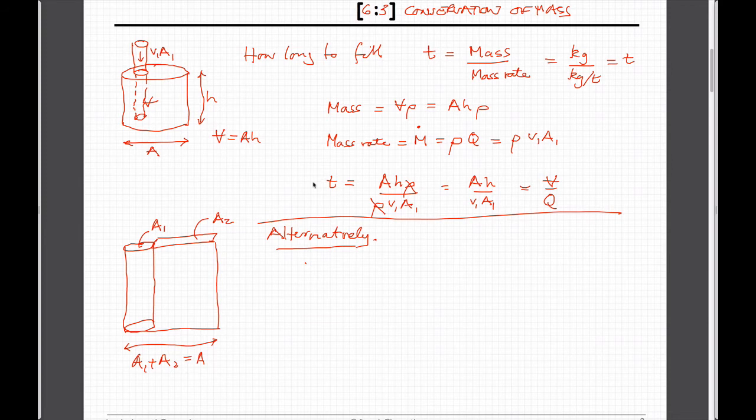And so now if we do the same calculation, the time to fill it is equal to mass over mass rate, which is exactly the same as we've just written up here. No different than that. Then we can look at two different things. The first is, how long does it take to fill this bead here?